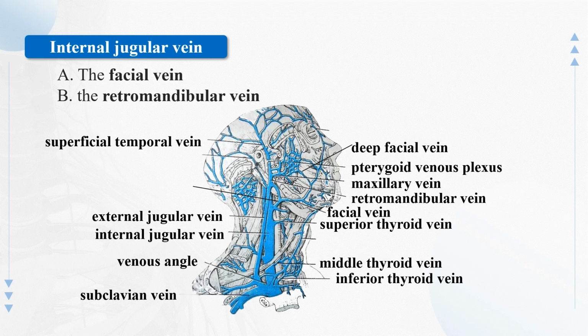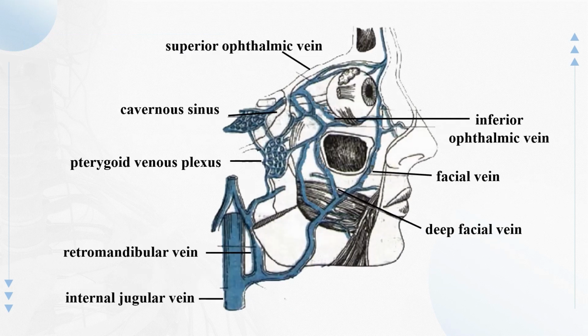The internal jugular vein mainly has two branches, the facial vein and the retromandibular vein. This picture displays the branches in detail. This is also a demonstration of the branches.